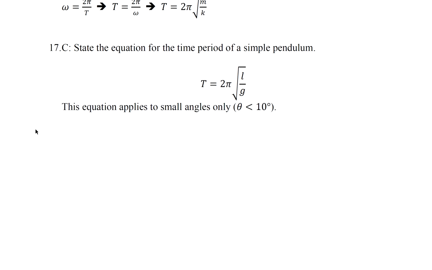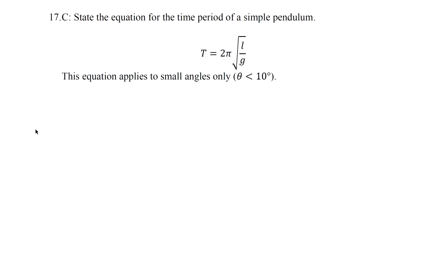Question 17. State the equation for the time period of a simple pendulum. That's the equation. T equals 2 pi root L over g. So that's the time it takes for a pendulum to go from one side to the other side and back to its original side. And we use a small angle approximation. So this is only for theta less than 10 degrees.